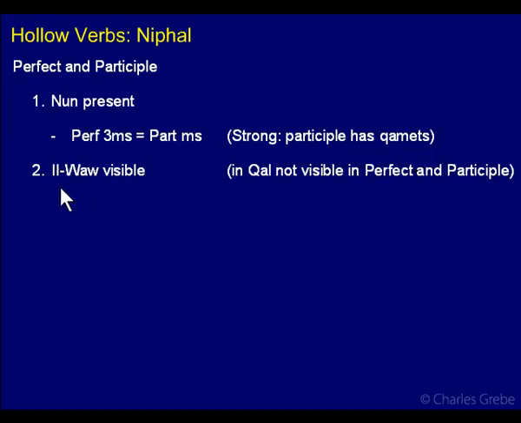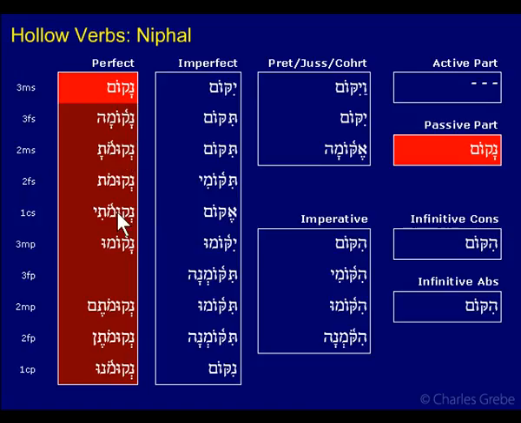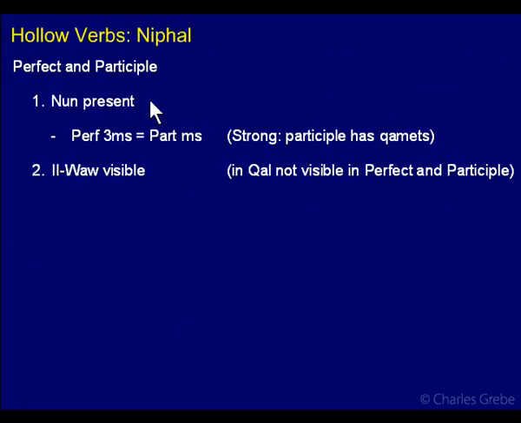The other thing to say is that this medial vav, this second vav, is visible in all the forms. In the Qal, it wasn't visible in the perfect and the active participle. Remember that? It dropped out, and so you couldn't tell the difference between second vav and second yod. In the Niphal, it's visible everywhere.